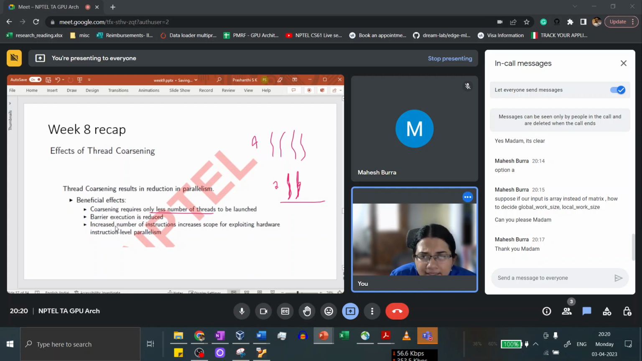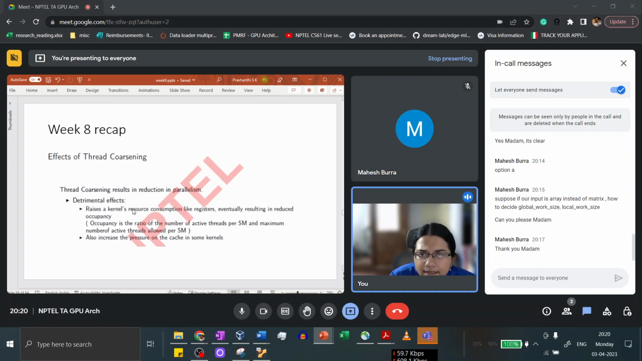And an increased number of instructions increases scope for exploiting ILP. That's also one thing. Each thread is going to be doing more work now. So you get beneficial effects because of thread coarsening. You also have some detrimental effects because, again, like we said last week, the resource consumption like registers and all that increases for a kernel, and this results in reduced occupancy.